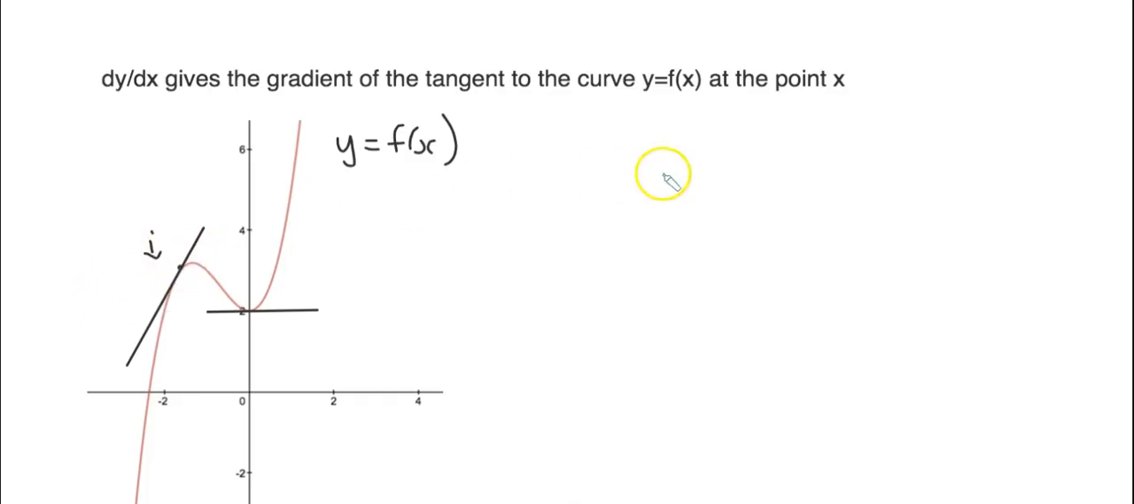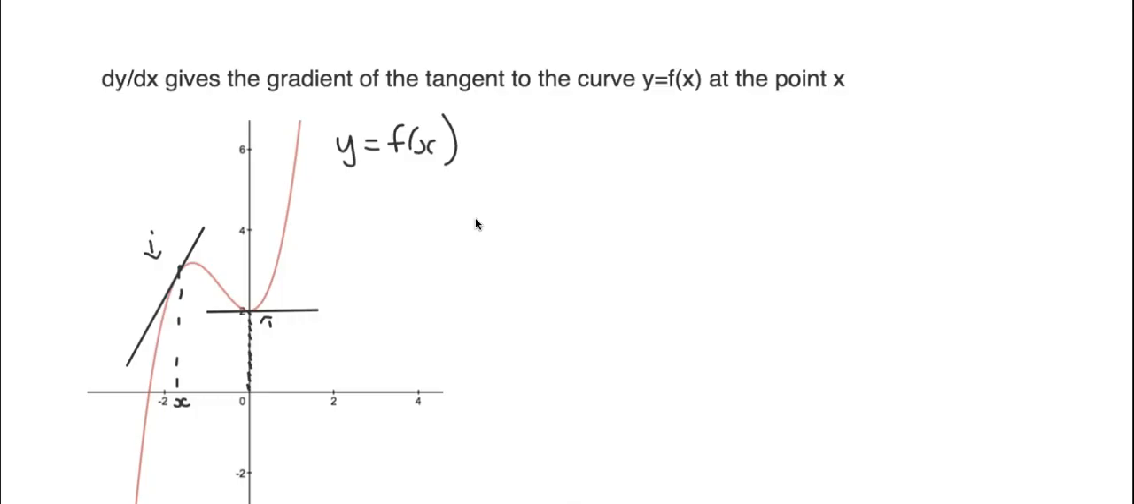So also we have to take into account that dy dx gives the gradient of the tangent to the curve at the point x. What do we mean by that? Well, what we mean is if we were to draw a line directly down from here to the axis, now this looks about maybe minus 1.7, this is our point x. So the gradient of this line is different to this gradient here because the x coordinate of the point of intersection is different. And so a lot of the time, because the x coordinate is different, the actual gradient itself will be different.